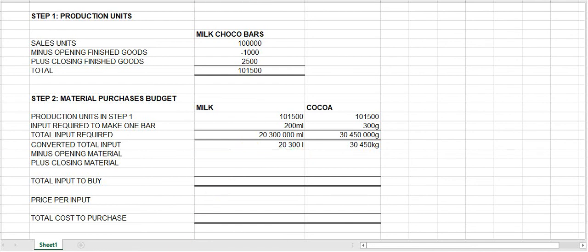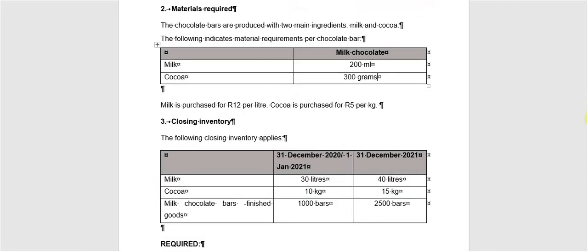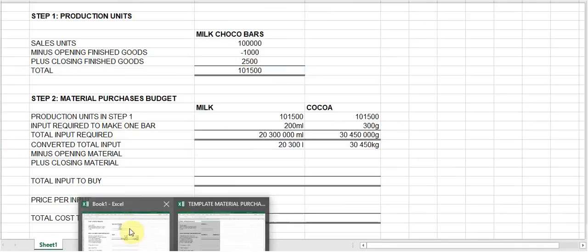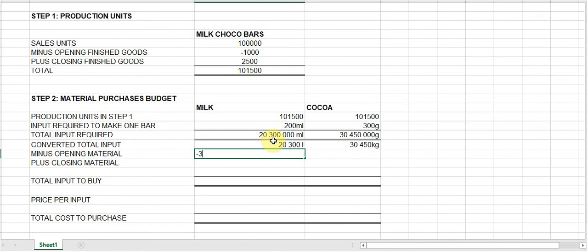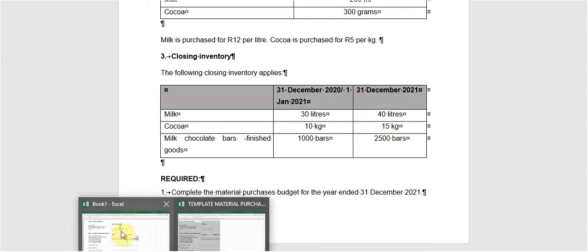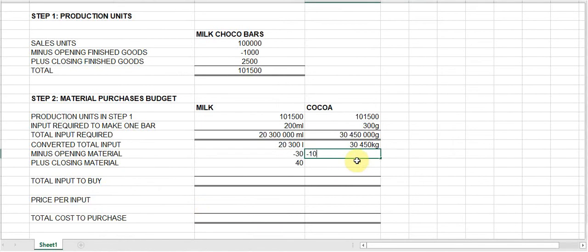If I go back to the question, I see for milk, the opening is 30 liters and the closing is 40 liters. So I'm filling that in. So it's minus the 30 liters. I'm adding the 40 liters. For the cacao, I need to minus 10 kgs at the beginning, add 15 kgs at the end. I need to add 15, and now let's see.